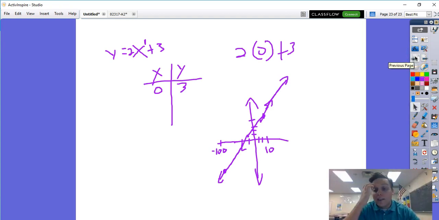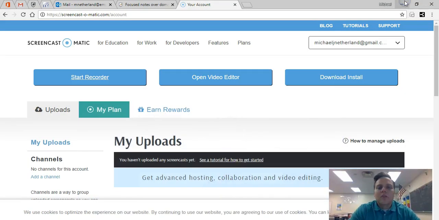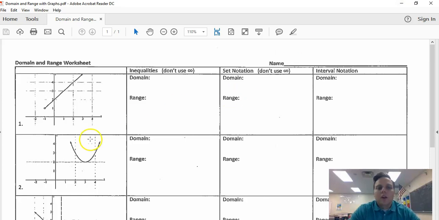Alright, so let's talk about this a little bit more formally. I was hoping that would get your brain moving in the right direction. Here we have our domain and range worksheet, which is going to be handed out in class for you. And you'll notice that we have 3 different ways that we are going to write down the domain. A second ago we just talked about what the domain looks like, but we didn't get a formal method for writing it down.